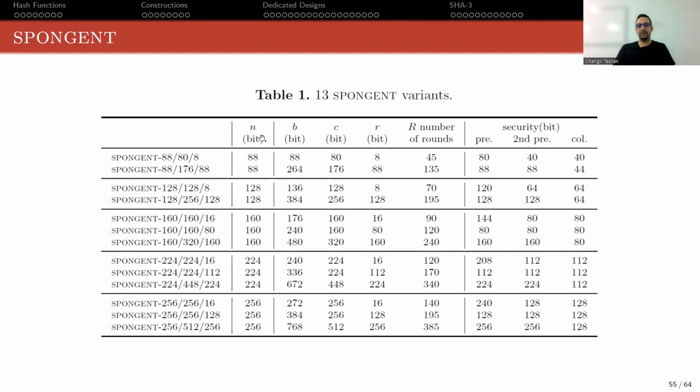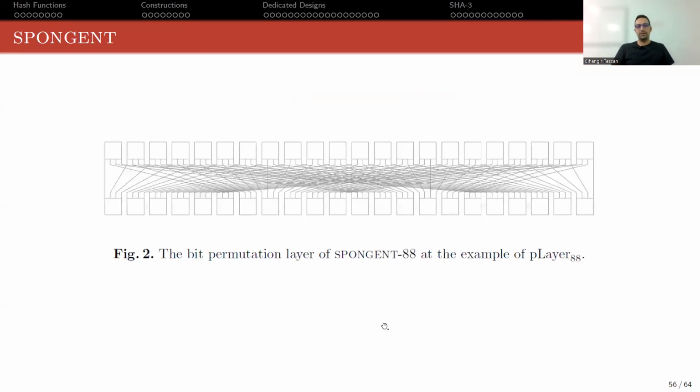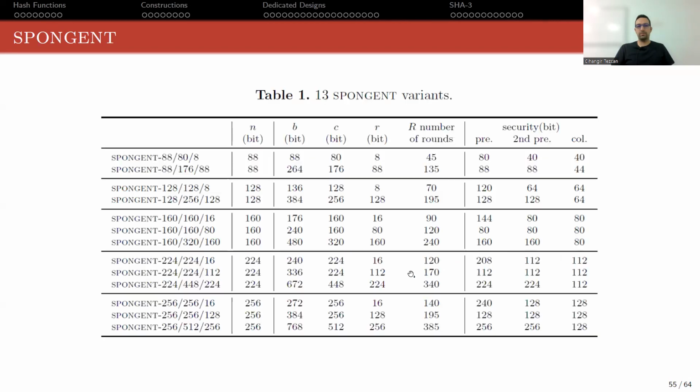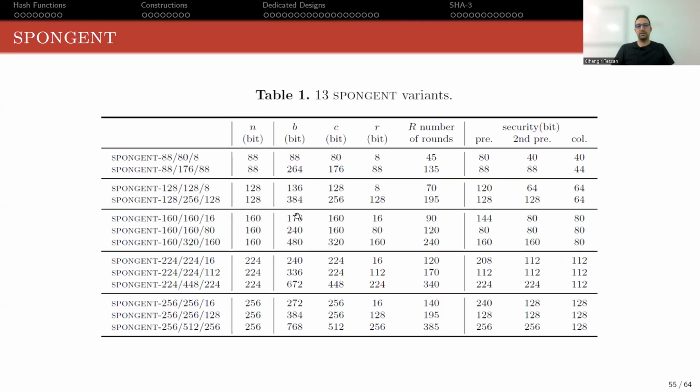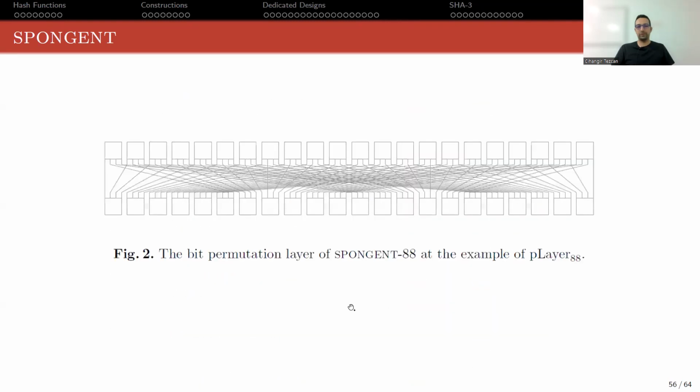13 SPONGENT variants. This is output size, capacity, rate, number of rounds, etc. So there are many variants, a single algorithm, but many different variations. And this is the permutation layer of SPONGENT. So if I go back, you have to do permutation here. And this is how it looks like, okay? The permutation layer of SPONGENT-88.